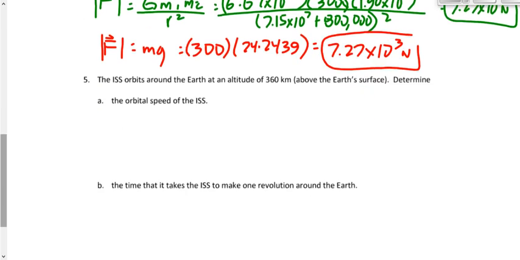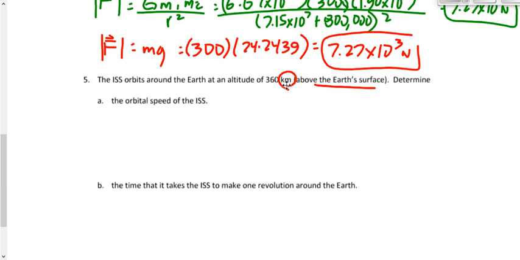Five, the International Space Station orbits the Earth at an altitude of 360 kilometers above the Earth's surface. What's the speed and what's the time that it takes to make one revolution? What do we got to watch out for here? A couple things. Peter, what's one of the things we've got to watch out for in this question? Yep. Kilometers, we want meters, of course, right? What's another thing that we got to watch out for, Christine? Yeah, good. It's above the surface, and of course, we always want from the center of the Earth here.